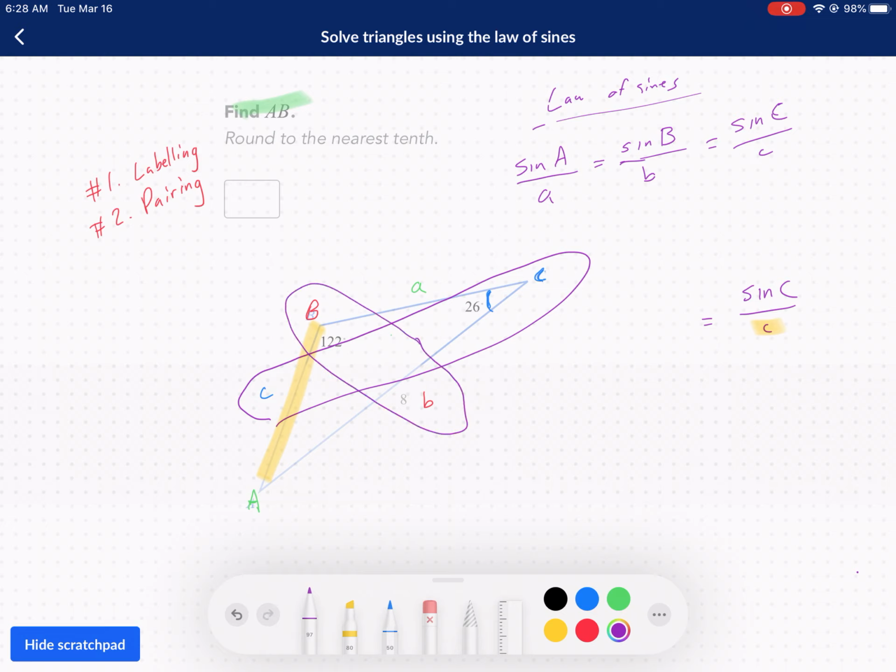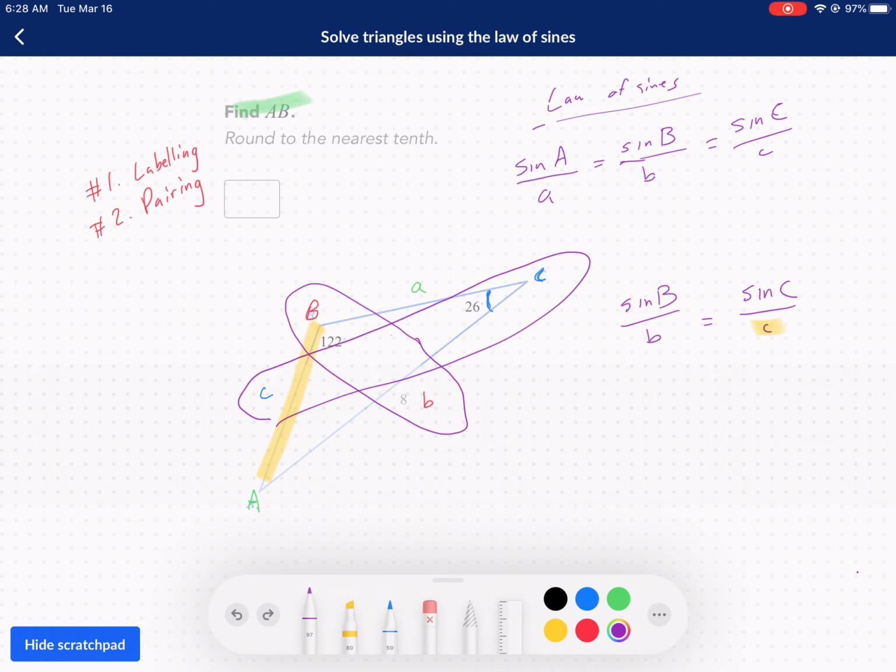As long as you have this relationship where you have a side and its opposite angle, you can use the law of sines. So here we can use sine B over b because we have both those pieces of information, and we only have one unknown in this proportion now. Only one unknown, and that is c. That's side c, the only unknown there. So we can set up this proportion.